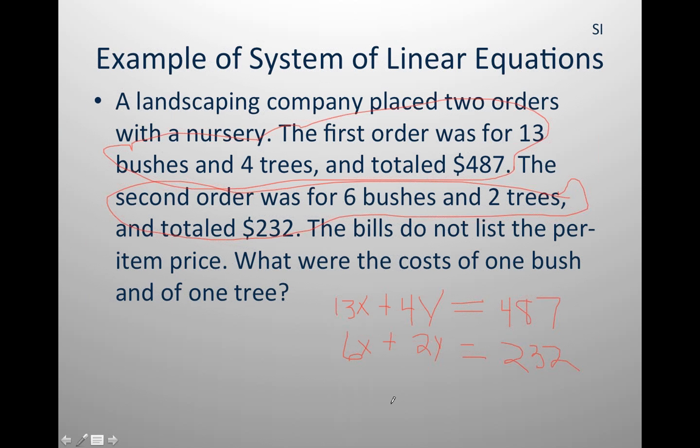Okay, so we'll be able to solve this problem 3 different ways. We'll be able to use a graph to solve it. We can graph 13x plus 4y equals 487, and we can graph 6x plus 2y equals 232. So we can graph them and solve it that way by finding the point where they intersect. That would be your solution. Or we can use the addition method or the substitution method, and we're going to learn about both of those in a second. So those are the 3 ways we can find our solution here.